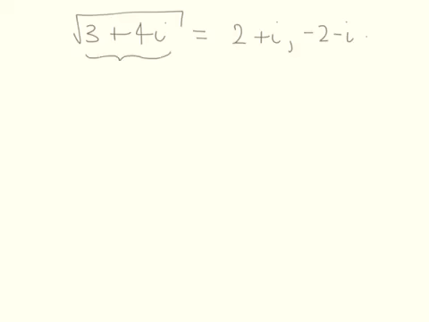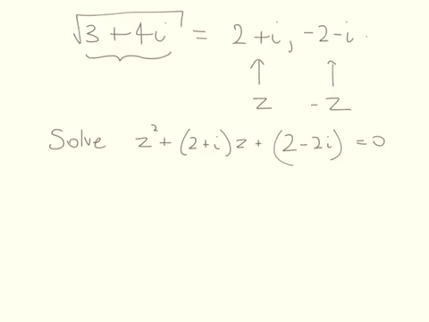Now if you have a look at that, this is a complex number, so every complex number has two distinct square roots. If we call this z, then this is just the opposite, or if you like, minus z. And they are the two roots to the equation. That leads us on to solving quadratic equations that have got complex coefficients.